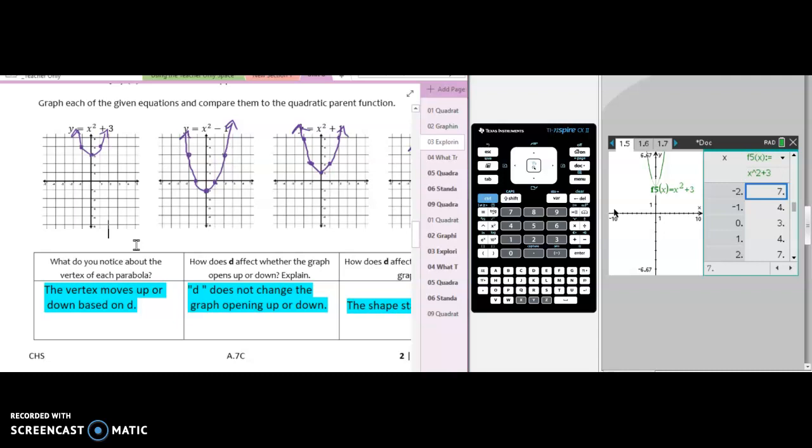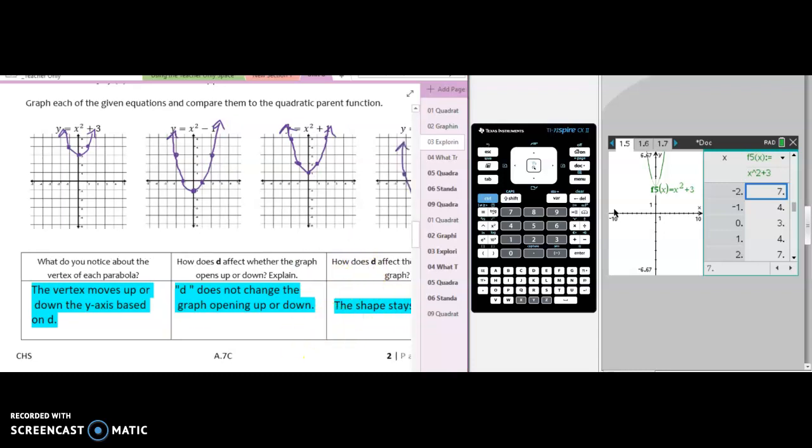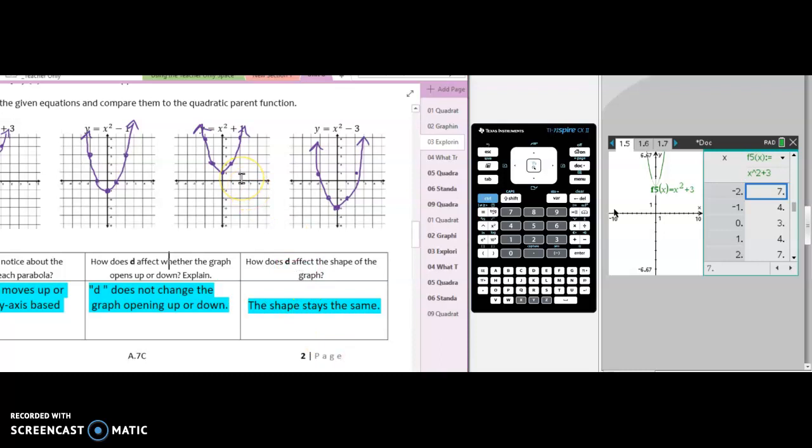So the vertex is no longer still at the origin. What happens to it? It moves up or down the y-axis based on D. Right, let me add that, up or down the y-axis based on what D is, right? If it's a positive, it moves up. If it's a negative, it moves down. So how does D affect whether the graph opens up or down? Well, you know what? D really doesn't affect that, right? It only affects it moving up or down. And so, because we added a positive and a negative, it only made it move up or down. And then the shape stays exactly the same. All it's doing is moving up and down the y-axis.